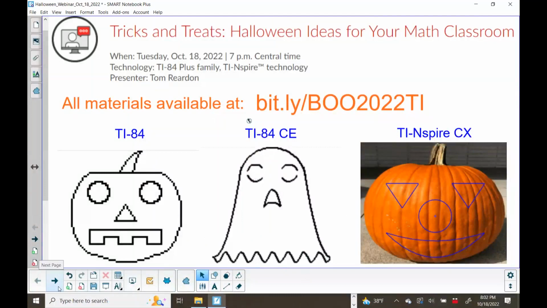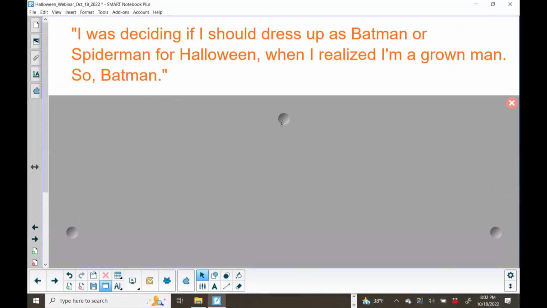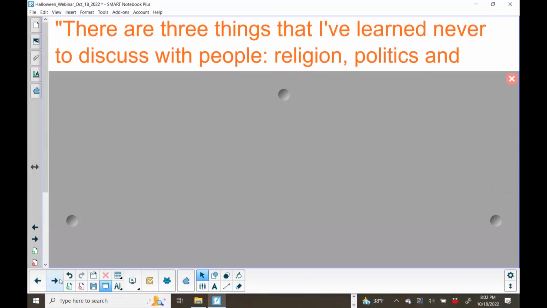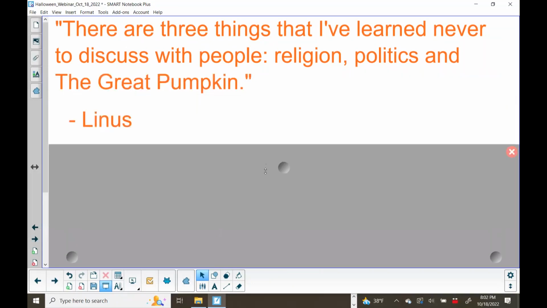Do have quotes for you, okay? So this one I found. I was deciding if I should dress up as Batman or Spider-Man for Halloween when I realized I'm a grown man. So it was Batman, and that's from Stephen Colbert. The other one, there are three things I've learned never to discuss with people: religion, politics, and the great pumpkin. And that comes to us courtesy of Linus from Charlie Brown.